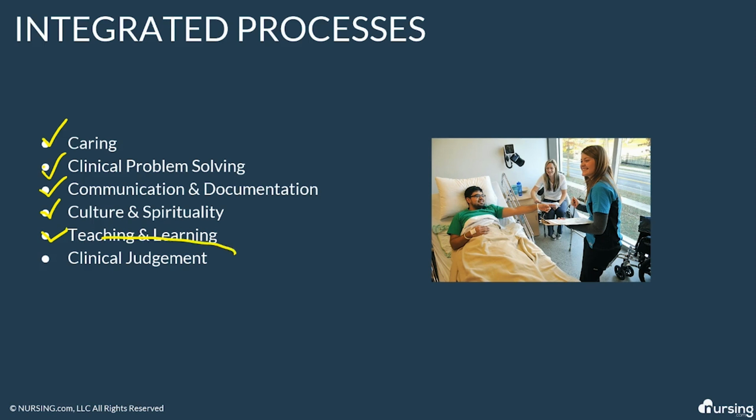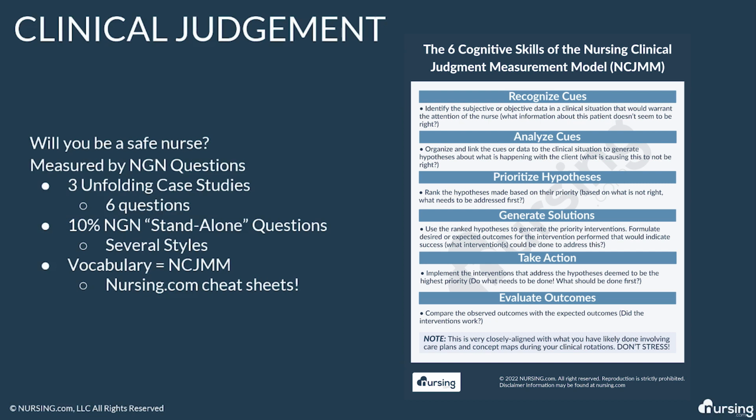But this is the big one, guys. Clinical judgment. This is where most students need a little help, and that's what I'm here for. Let's take a deeper peek at this one on the next slide. So clinical judgment takes the nursing process and it basically is going to divide that into smaller steps. So it's going to measure your knowledge to observe, assess, prioritize your concerns, and then come up with solutions. Boil that down. Will you be a safe nurse? That's what it is going to measure. And it's measured by next-gen NCLEX questions.